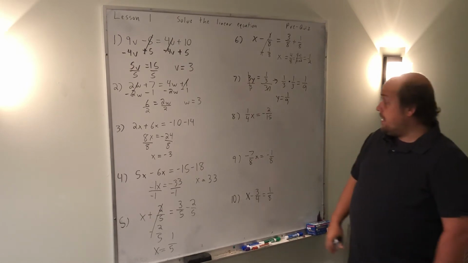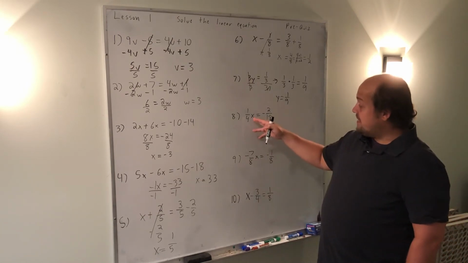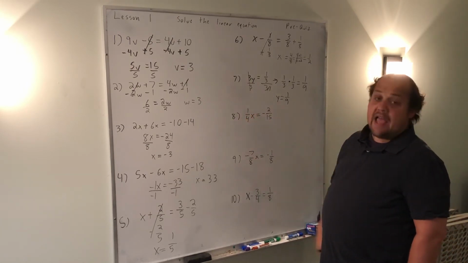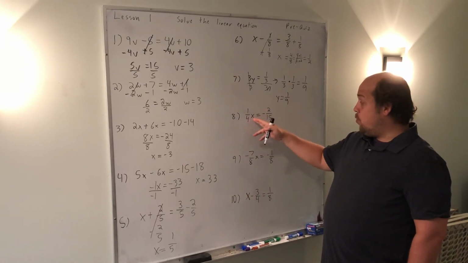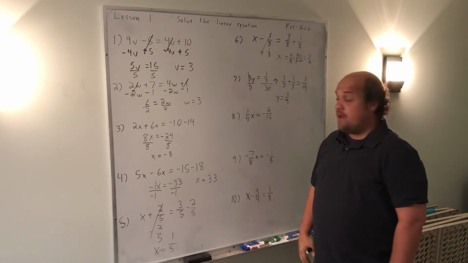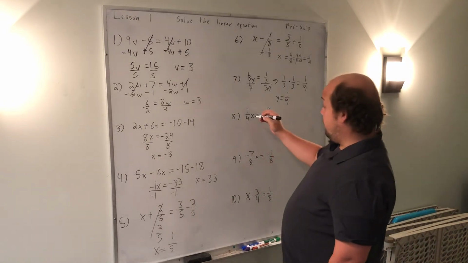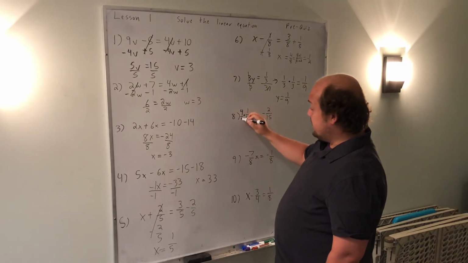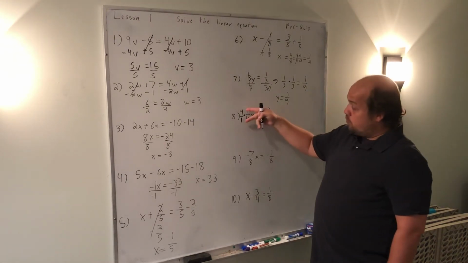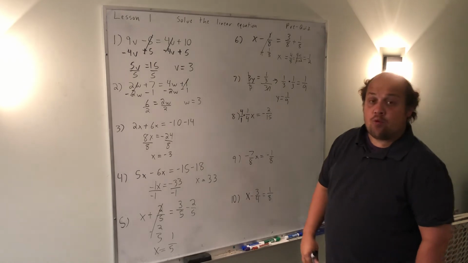In problem 8, same general idea. We're trying to say, how do we undo what's in front of the x? In this case, if it's right now 1/4 of x, if we multiply by 4, that'll undo the 1/4. Or another way to look at it is, I can multiply by the reciprocal. This was 1 over 4, so to undo it, I would multiply by 4 over 1.